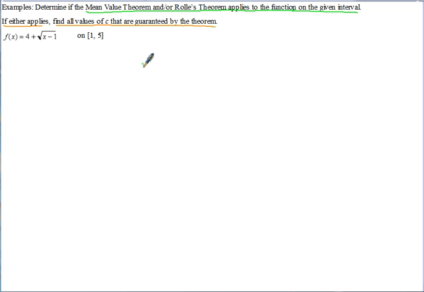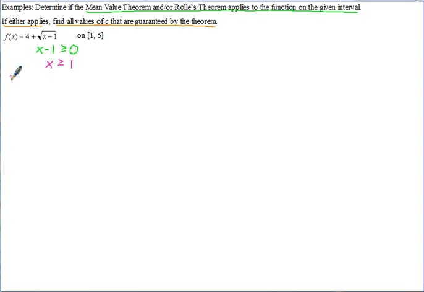And the main two things you look out for here are square roots and denominators. So here we have a square root. So we're looking at the domain of this essentially. In order to avoid imaginary numbers, x minus 1, what's inside the square root, can't be negative. So the way to say that mathematically, it has to be greater than or equal to 0. And when you solve that, you get x is greater than or equal to 1. And then look at our interval. Is our interval greater than or equal to 1? Yes, it is, from 1 to 5.